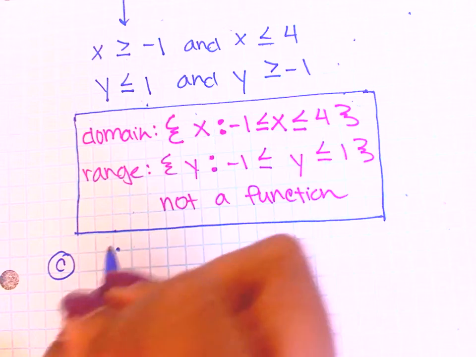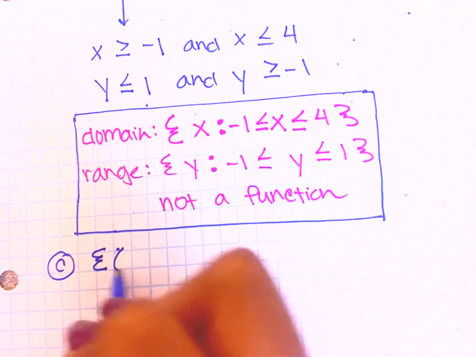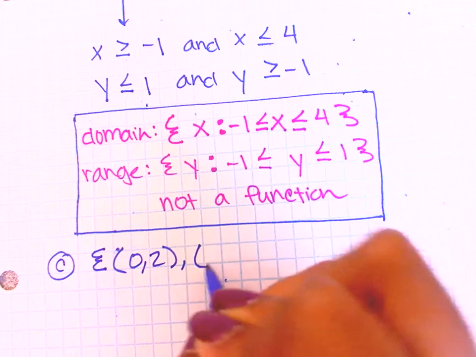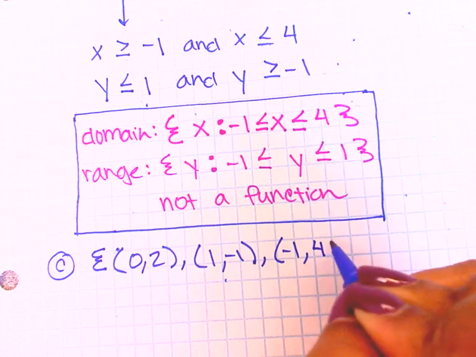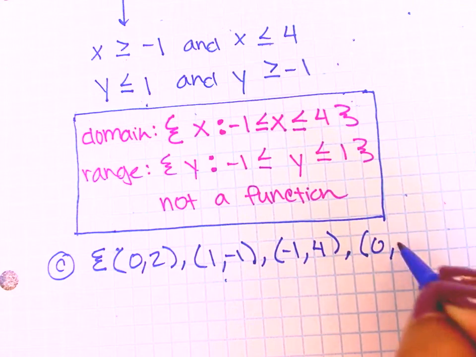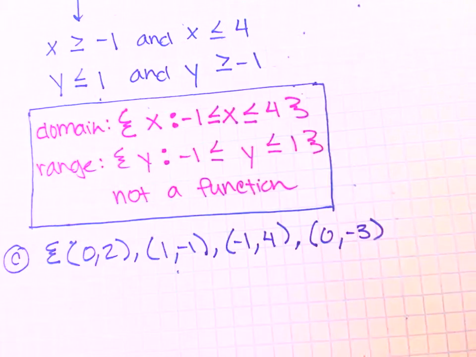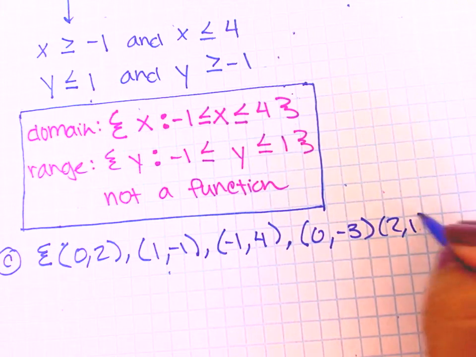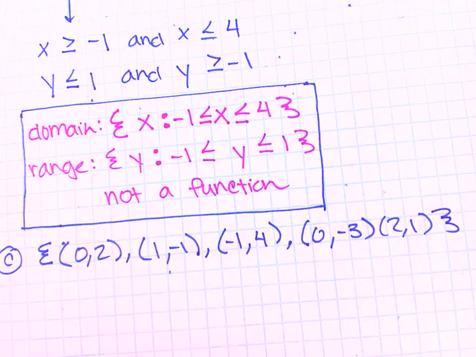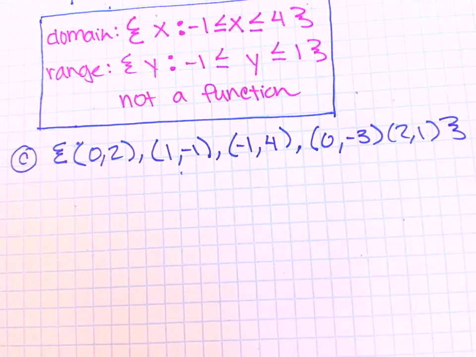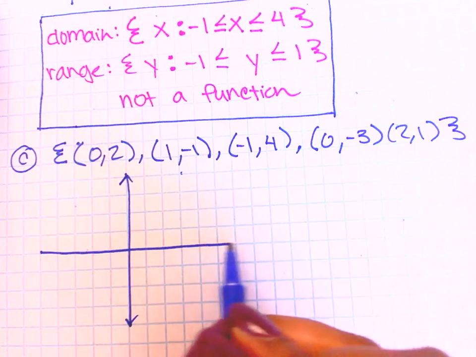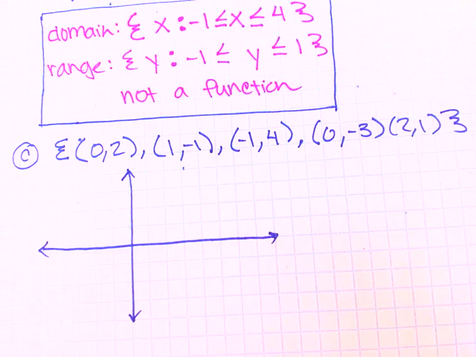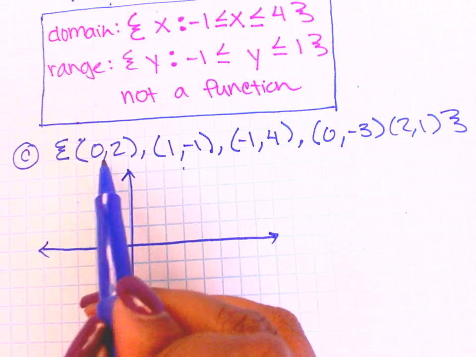Letter C gives me a set and they want me to graph it. So I'm going to get 0, 2, 1, negative 1, negative 1, 4, 0, negative 3, and one more they give me, 2, 1. So the first thing they want us to do is graph it. So let's draw a graph. So let's graph the first one, 0, 2.